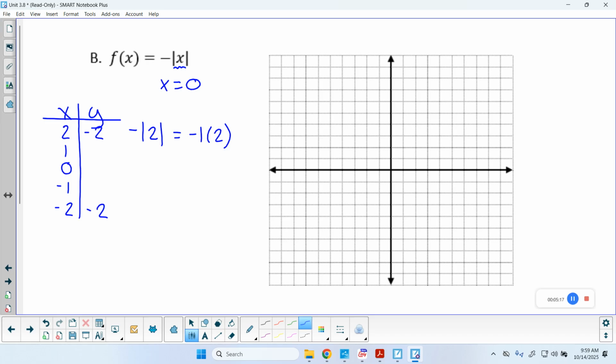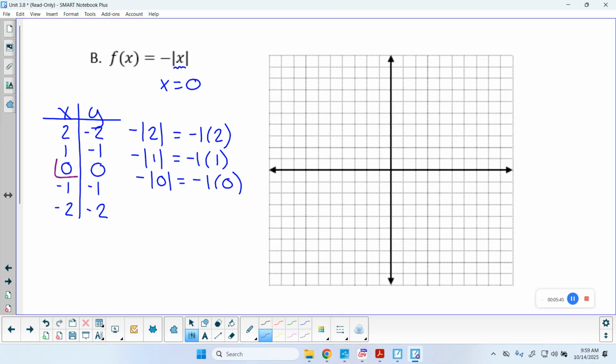If we plug 1 into x, we'll have negative absolute value of 1. So that is the same thing as saying -1 times +1, which gives us a y value of -1, which means -1 will also have a y value of -1. Then we're going to plug in 0. So negative absolute value of 0 is the same thing as saying -1 times 0, which is just 0.